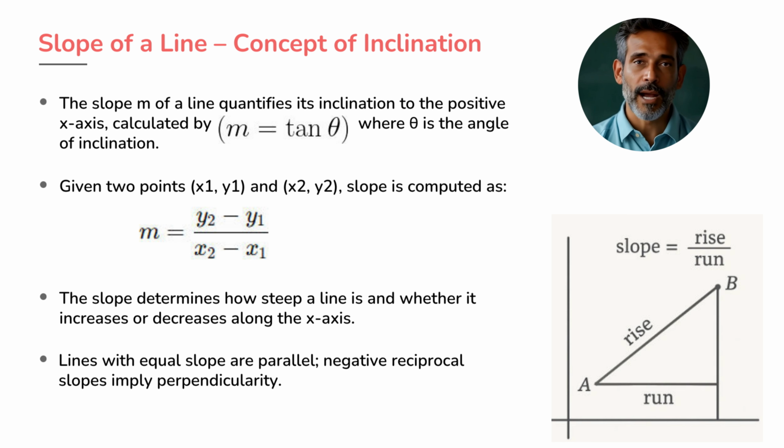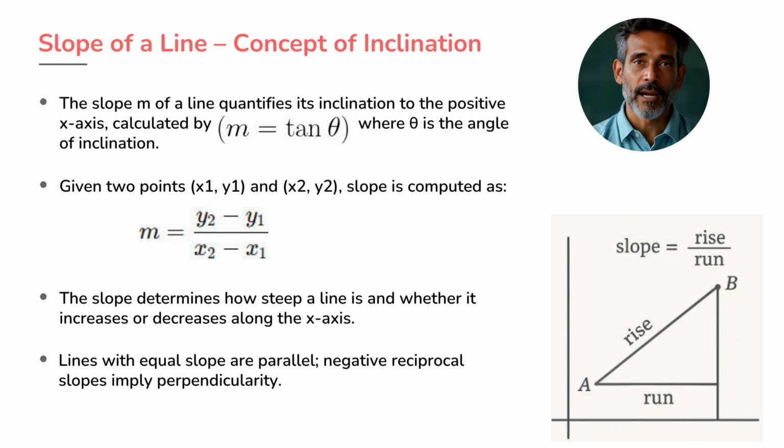Now, if you know any 2 points on the line, say coordinates x1, y1 and x2, y2, then slope can be calculated using m equals y2 minus y1 divided by x2 minus x1. Let's say that again slowly. Slope equals the change in y divided by the change in x. This tells us how much the line rises or falls as we move from left to right.